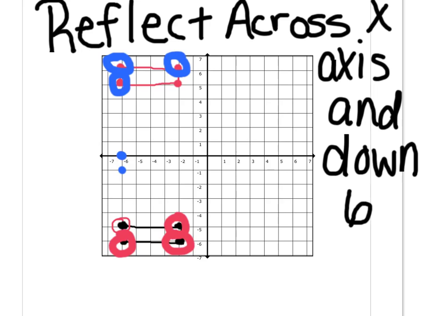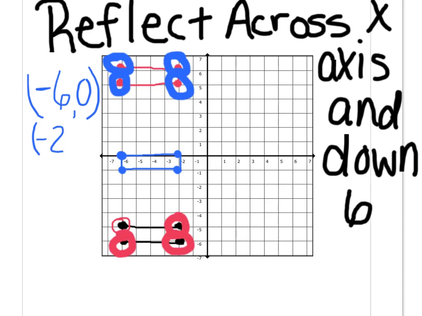This is negative 2, 6. So it should be at negative 2, 0. And this point is at negative 2, 5, so it becomes negative 2, negative 1. Connect the points. Okay, so your points are negative 6, 0, negative 2, 0, negative 6, negative 1, and negative 2, negative 1.